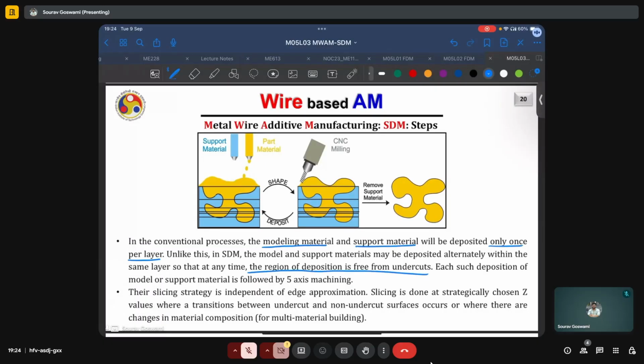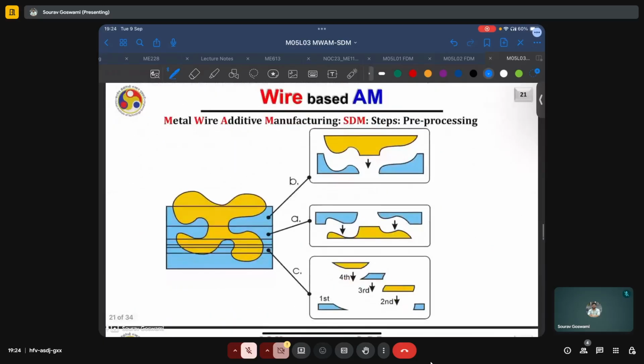The slicing strategy is independent of edge approximation. Slicing is done at strategically chosen Z values where transitions between undercut and non-undercut surfaces occur or where there are changes in material composition for multi-layer printing. Here we see how for different layers the sequence of support and build materials can vary. Here the support material is in blue and the build material is in yellow.